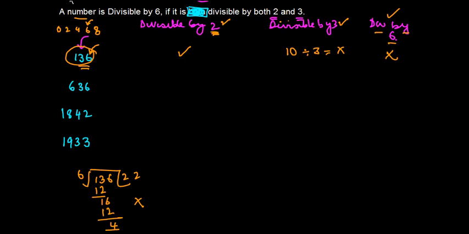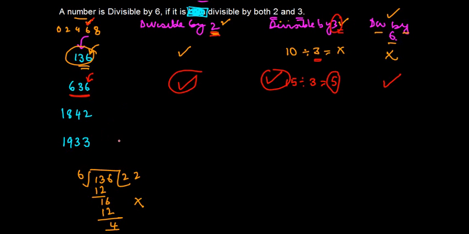Again, let's see the next number. So 636, what is at the units place? 6, which is there. So we can say this number is divisible by 2 because the units place contains 6. Is it divisible by 3? In order to ensure that this is divisible by 3, the sum of the digits should be divisible by 3. 6 plus 3 plus 6 gives you how much? 6 plus 3, 9 plus 6 gives you 15. Is 15 divisible by 3? Yes, because 15 when divided by 3 gives us 5. So we put a tick here. When there is a tick in both these places, it means it's divisible both by 2 and 3, and hence it is divisible by 6.